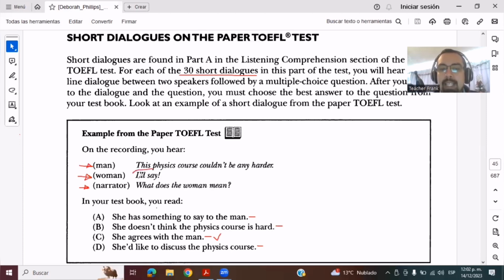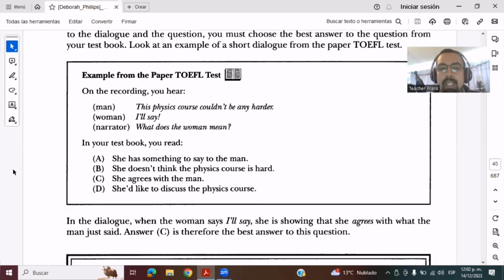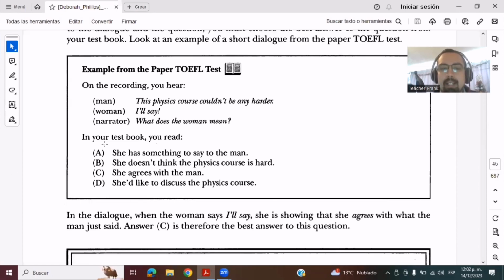I'll say is an expression which means I agree with you, right? If you say, I don't like this movie, I'll say, or I like this movie, I'll say, right? So the correct answer in this case would be C. She agrees with the man, and that's what she means, right? So as we can see in this dialogue, when the woman says, I'll say, she is showing that she agrees with the man, right? Therefore, answer C is correct.